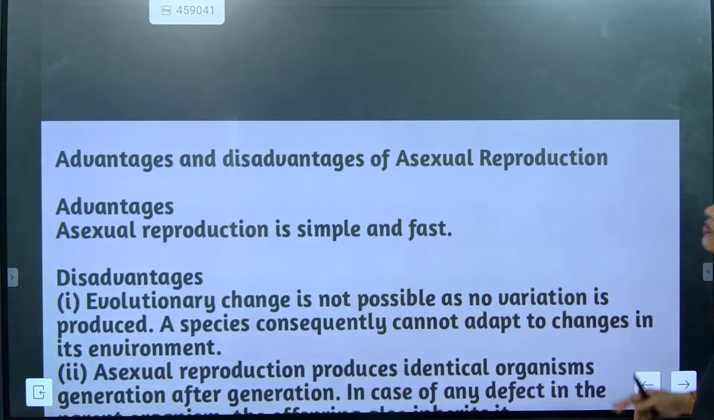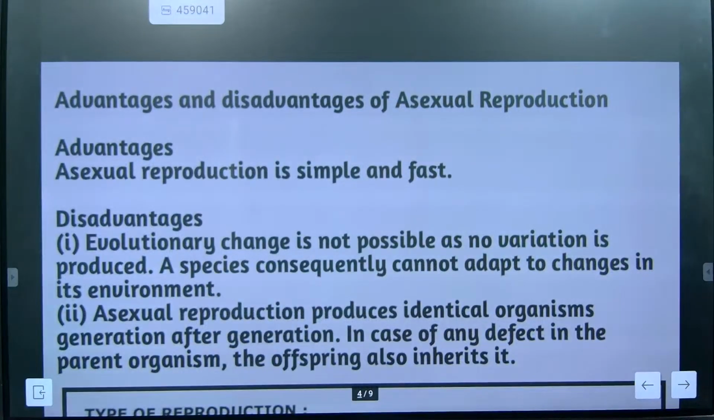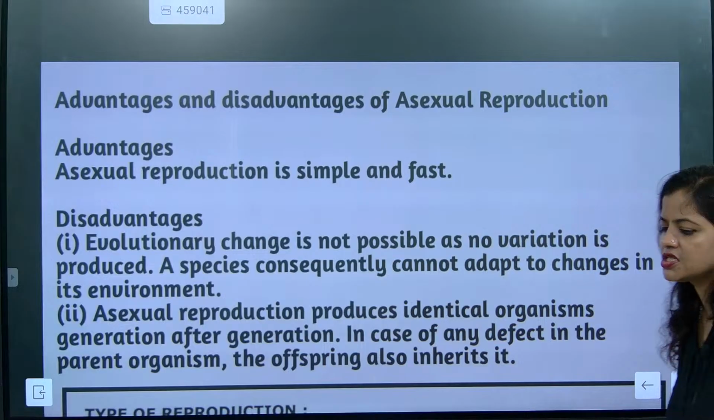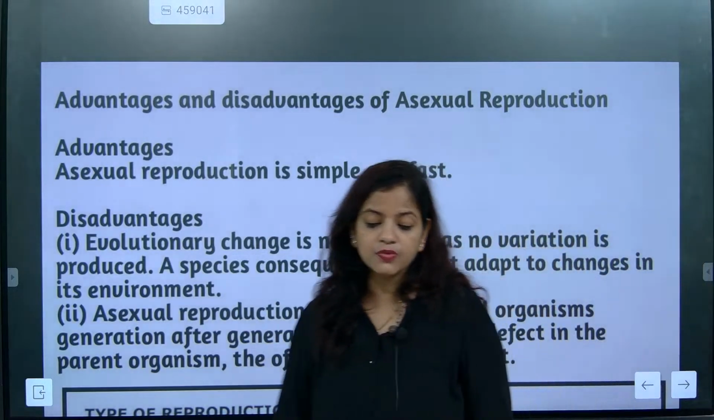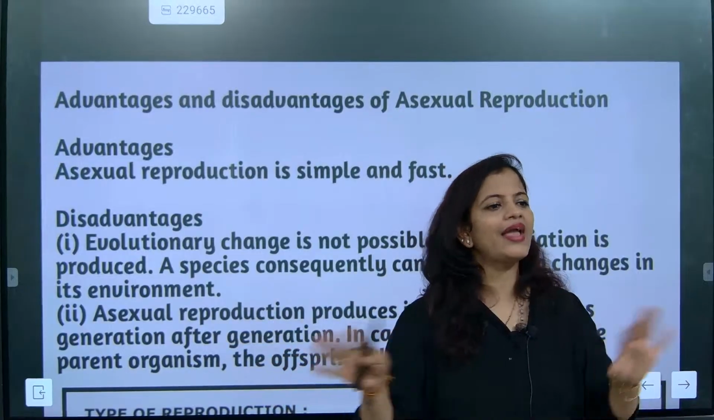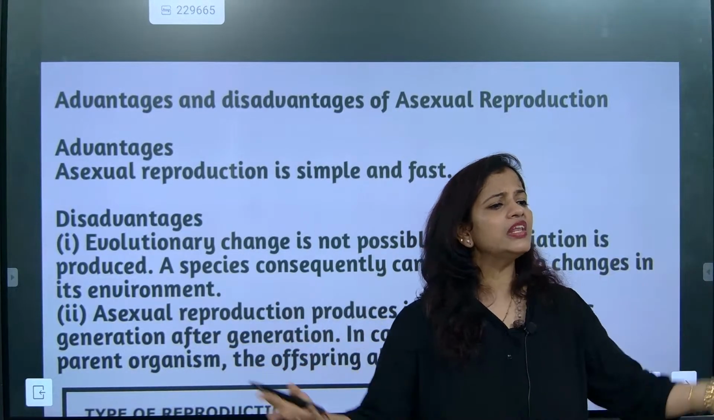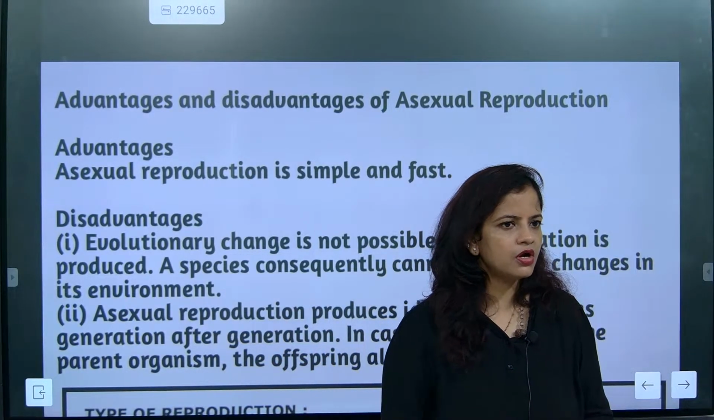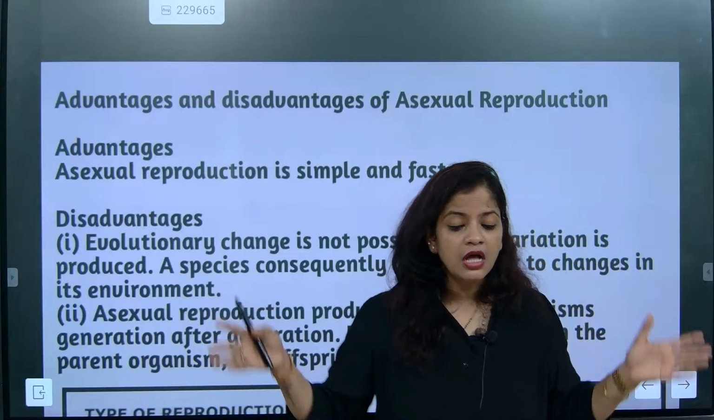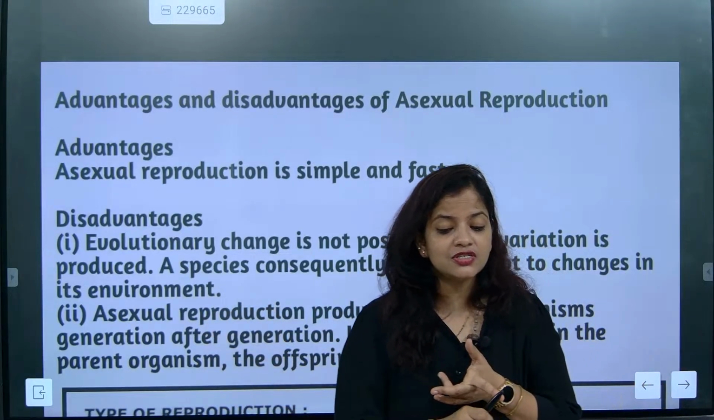So now we are going to go for the next part. Evolutionary changes are not possible as no variations are produced. A species consequently cannot adapt to change in its environment. That's the most important problem. Why am I calling it a problem? Because variation is less. Understand or not? So they can't adapt in all situations. So evolutionary changes are not possible.